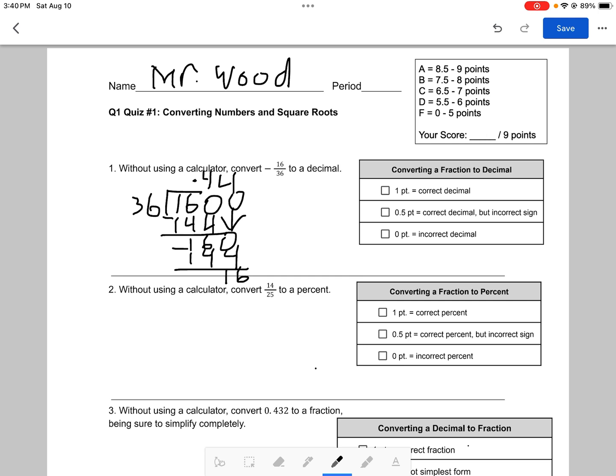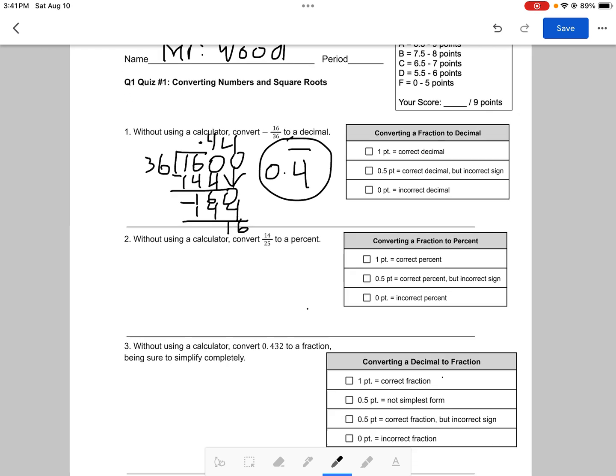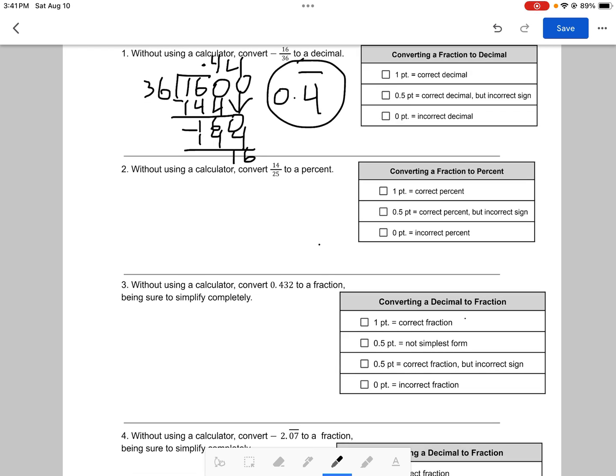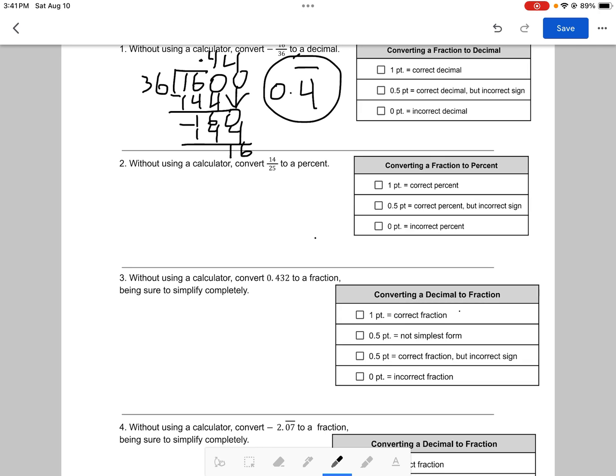So for me to write that, all I need to do is write 0.4. And I'm going to put the repeating sign on top, and that's my answer to number 1 on our quiz.